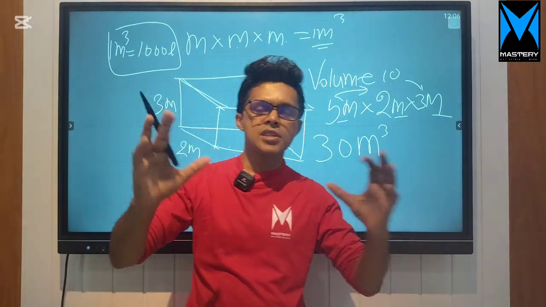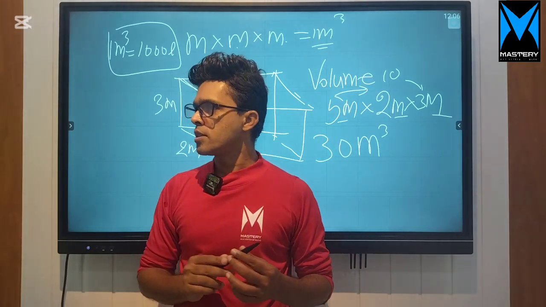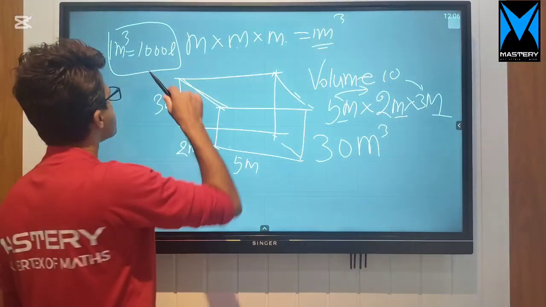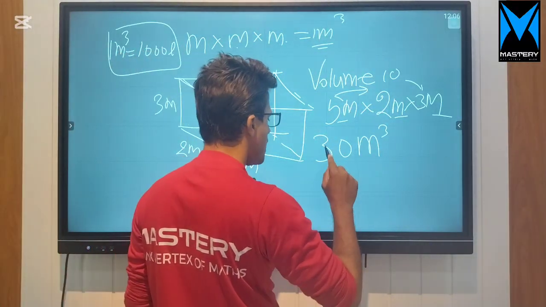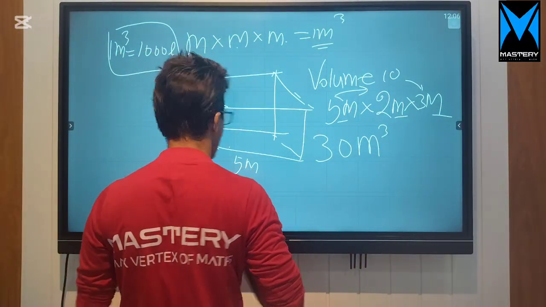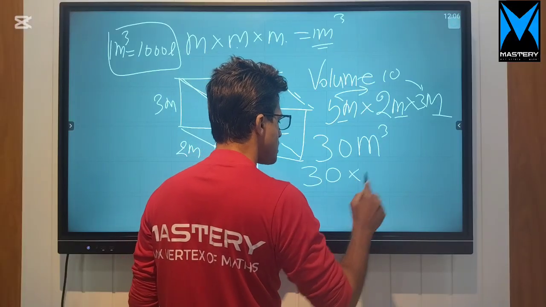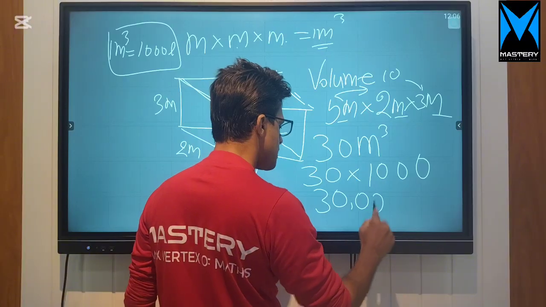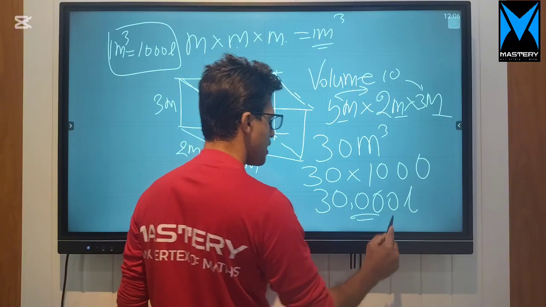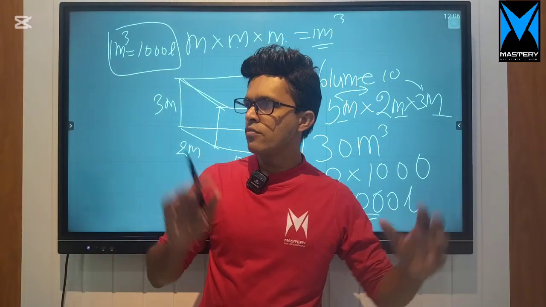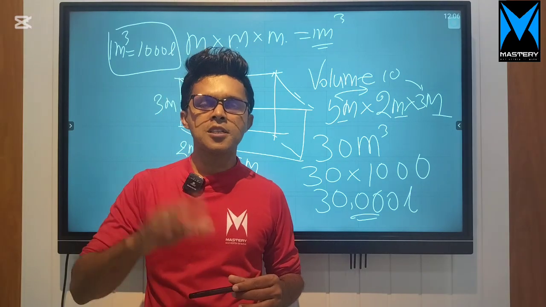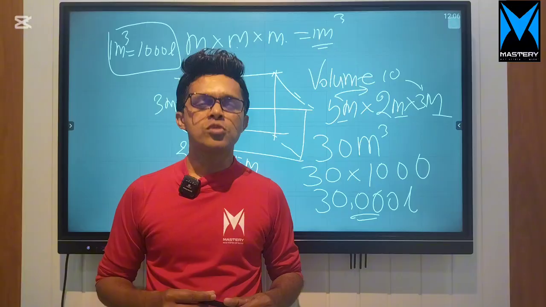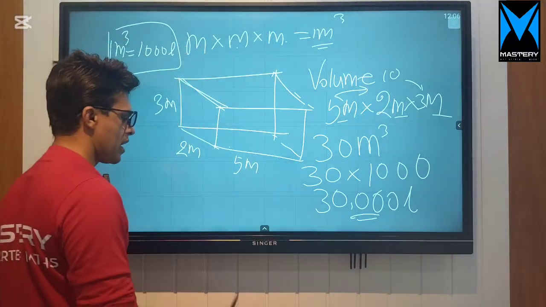Then 2 cubic meters equals 2000 liters. Likewise, for 30 cubic meters, this whole value should be multiplied by 1000. So 30 into 1000 is 30,000 liters. This is the answer. So in order to convert cubic meters into liters, the given value is multiplied by 1000. Bear in mind that as well.